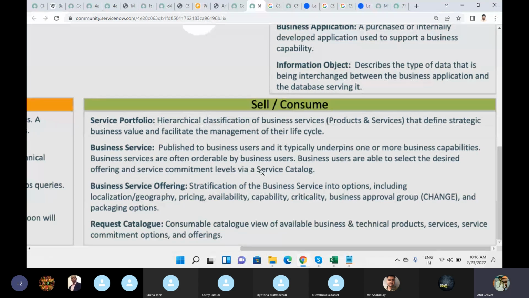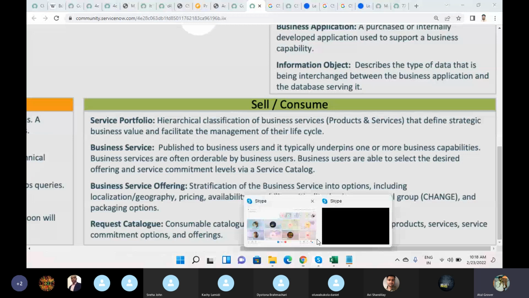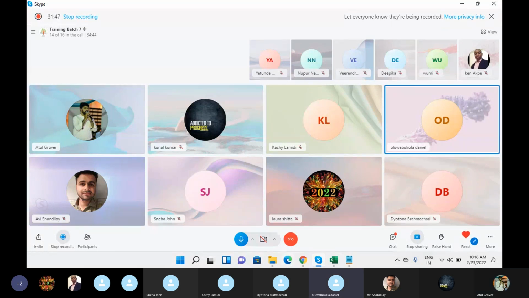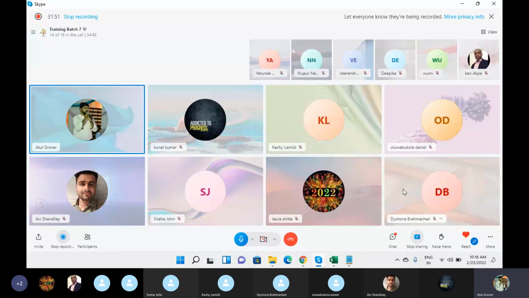Clear everyone till this point? Any doubt, any question? Anyone? Let me come back here. Vikula, Sarah, Kachi, Deepika, Nupur, Vumi, Didona, Laura. All clear, everyone? Any doubt, any question? I'm processing. Good. Detona, Laura, Sneha, Abhi, Kunal, what about you guys? Yeah, good. I'm here.